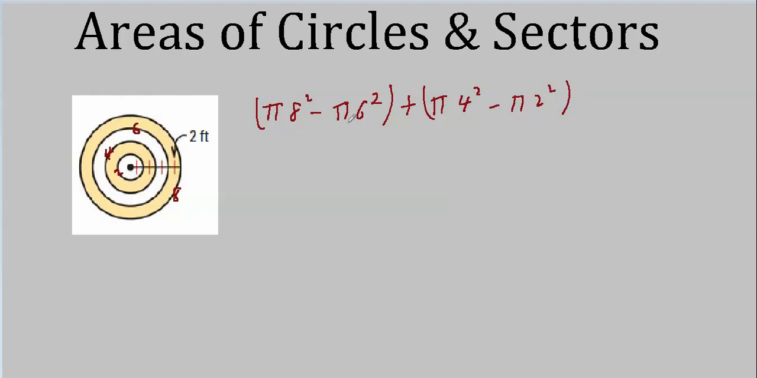And what we've got is, in fact, we could even factor out the pi. We can do pi times 8 squared minus 6 squared, sorry, plus 4 squared minus 2 squared. So we got 64 minus 36 plus 16 minus 4.